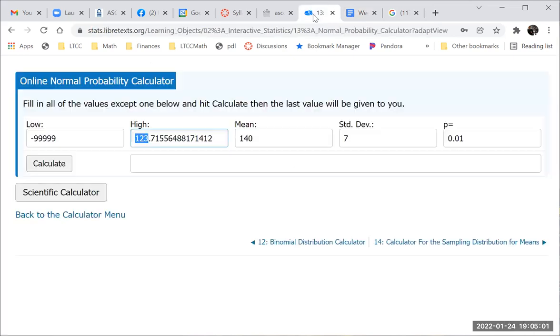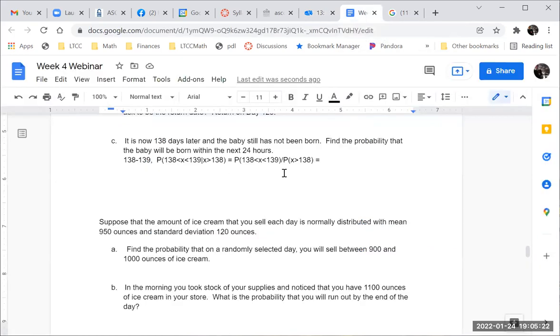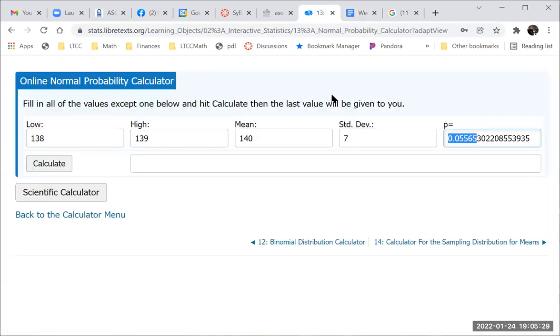So let's go 138 to 139. That's the low, is 138. The high is 139. Probability is what we want to find out. And there it is, 0.05565. And then we divide it by probability X is greater than 138. So now the low is 138. What's the high now?